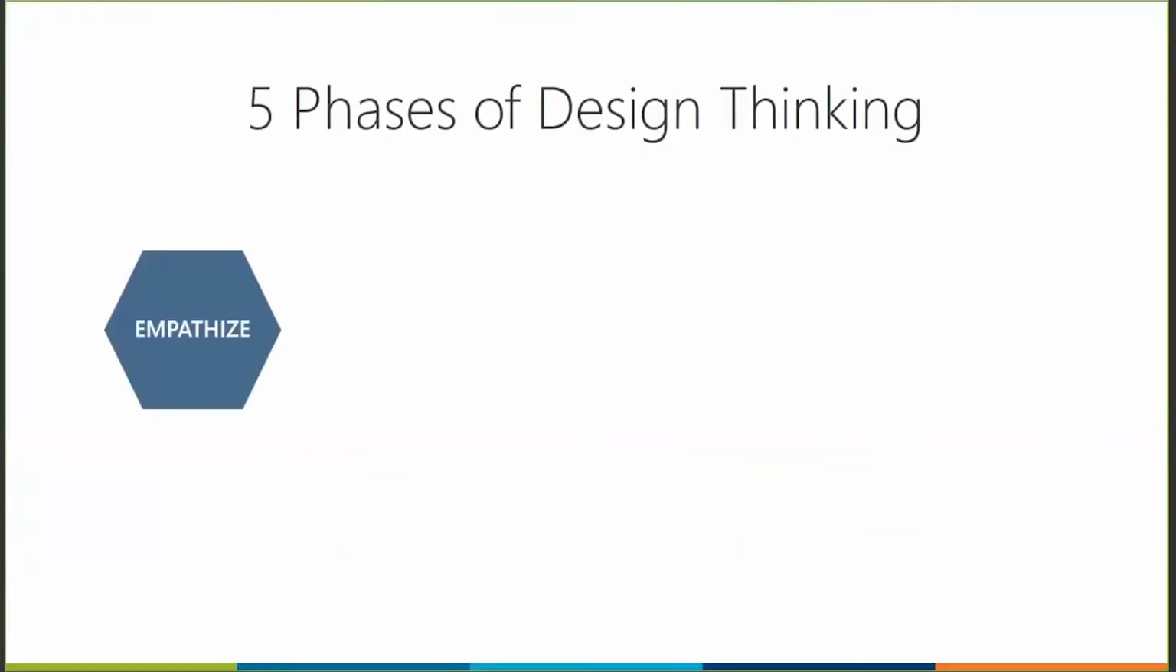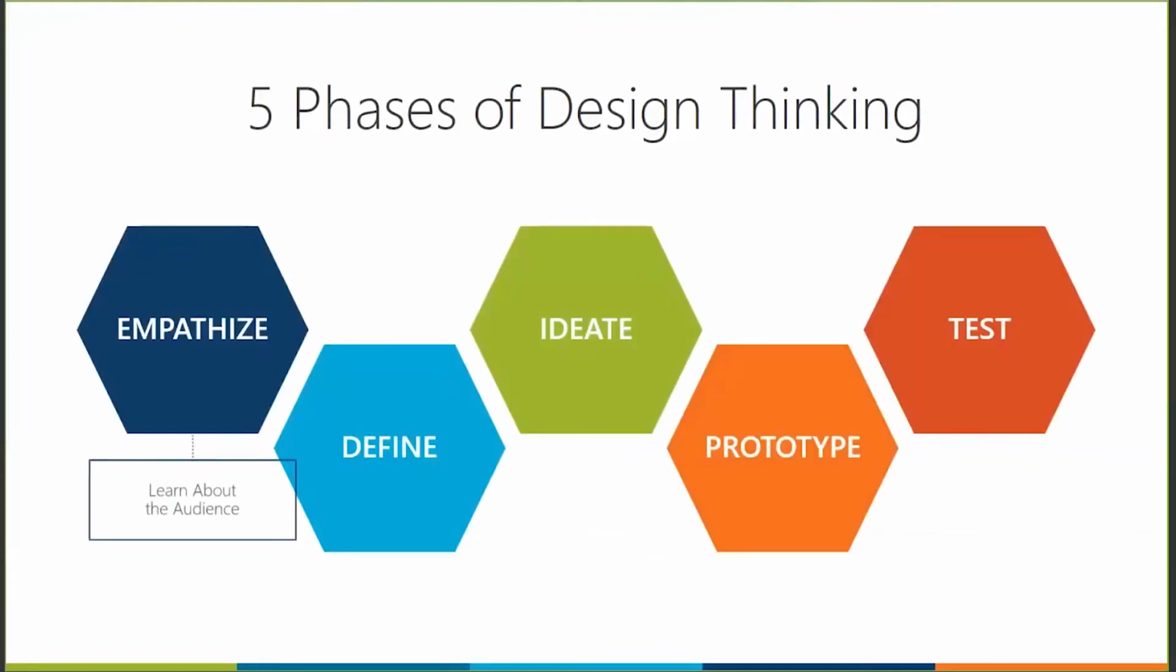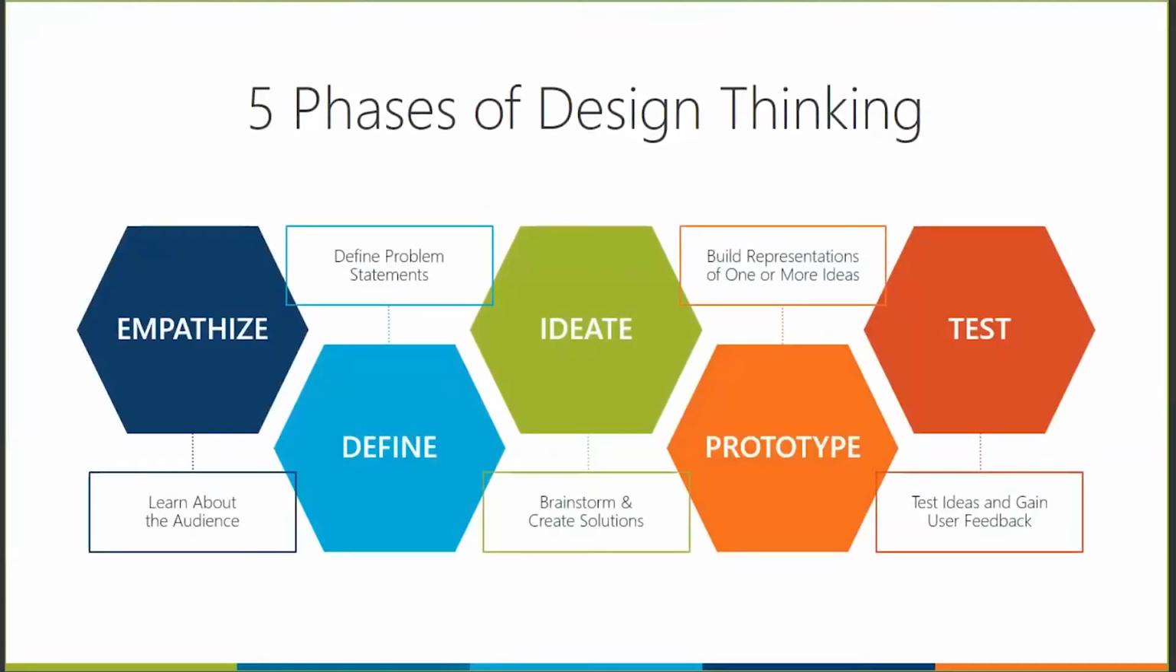Let's start first with a quick recap on the 5 phases of design thinking. We start, of course, with empathy, where we learn about our audience. We take that information based off of our empathy research, and from there we create our problem statements, where we define based on the information that we've gathered from empathy. Once we've defined our problem statements, we then move into ideate, where we brainstorm and we create solutions, to then move into prototype, where we're building out quick representations of one or more of those ideas, and of course finishing with testing those ideas and those prototypes with our users to gain and gather their feedback.